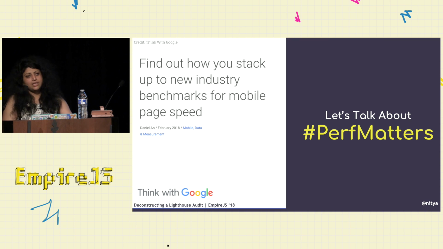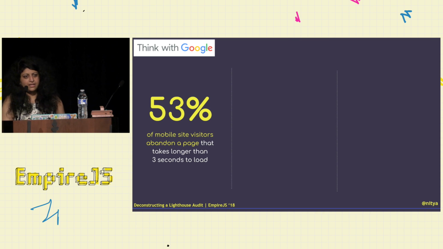And this site called Think with Google is really nice if you haven't checked it out, because it has a ton of metrics and benchmarks that you can use to evaluate how you stack up in the current ecosystem. But what's interesting is there are 3 metrics in there that I want to highlight. The first one is this data point, which most of you probably know, which is that 53% of mobile site visitors will abandon a page if you take longer than 3 seconds to load.